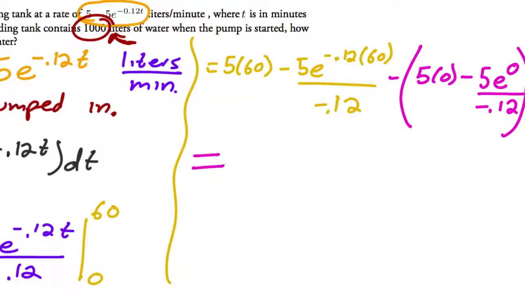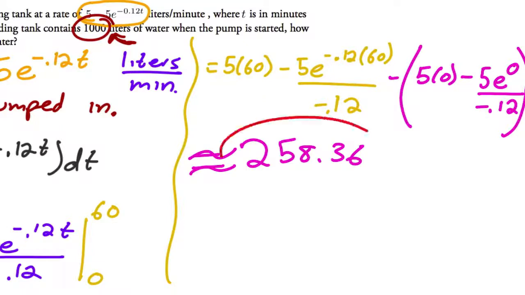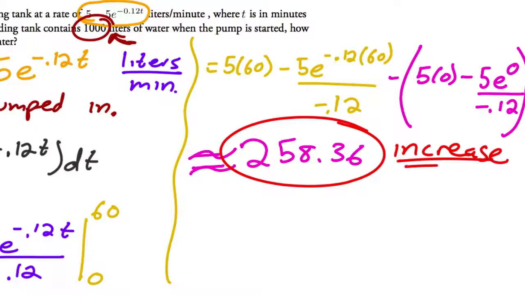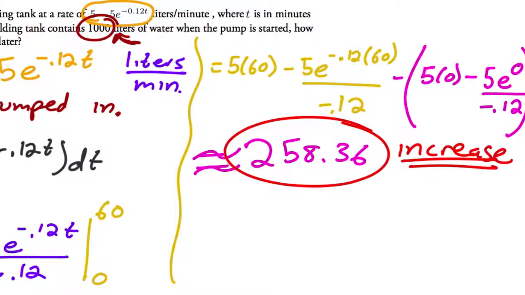When you do all that, this is equal to about 258.36. Now, this isn't the amount of water that you have. This is the amount of increase in water. Of course, if it had been negative, it would have decreased, meaning water was pumped out.